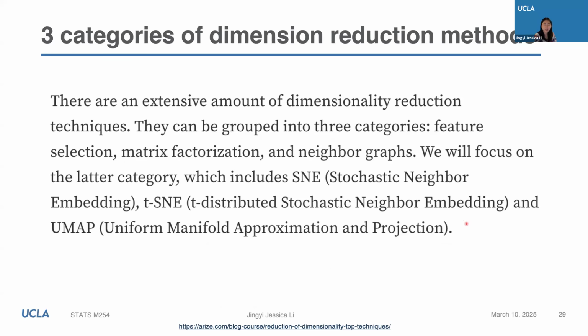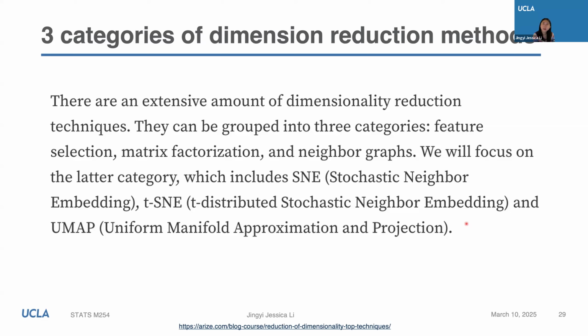There are an extensive amount of dimensionality reduction techniques. They can be grouped into 3 categories: feature selection, matrix factorization, and neighbor graphs. All right, we talked about the first 2. Feature selection is like our highly variable gene selection. Remember that. We're selecting certain genes that meet our criterion, like large variance. Then we only use that subset of features.